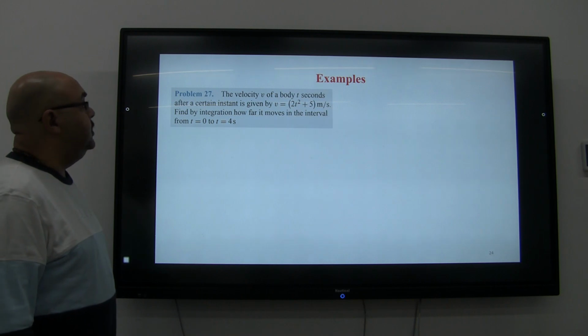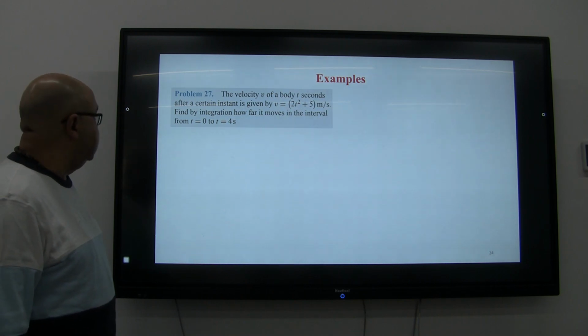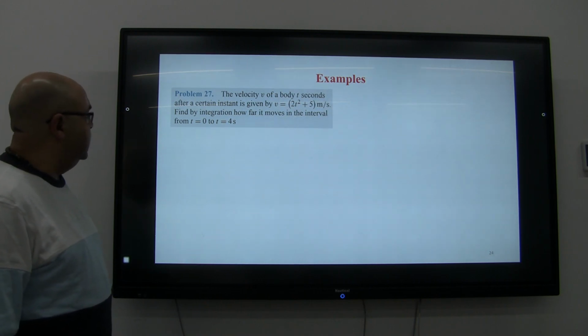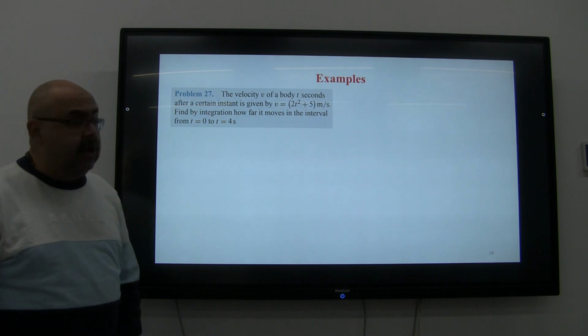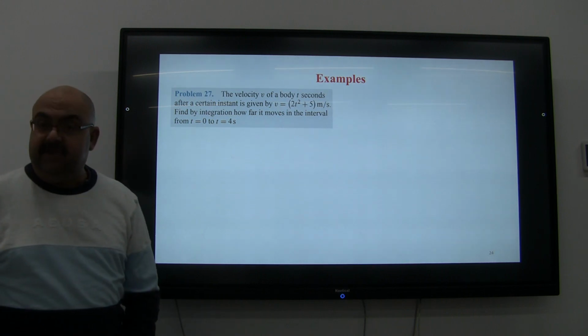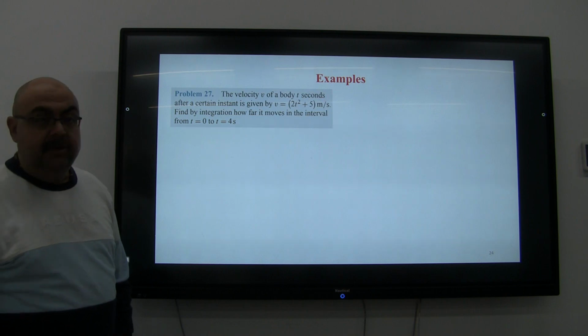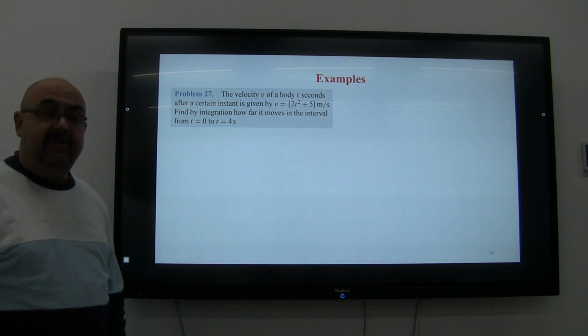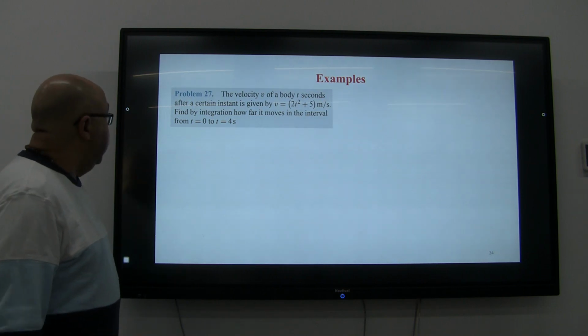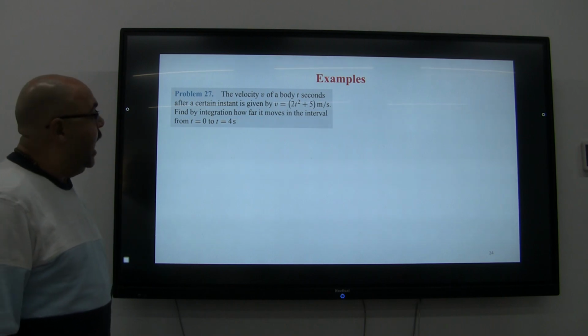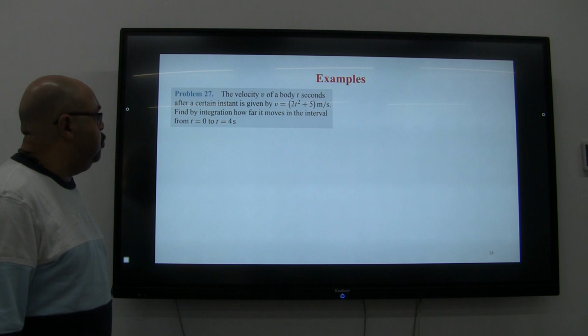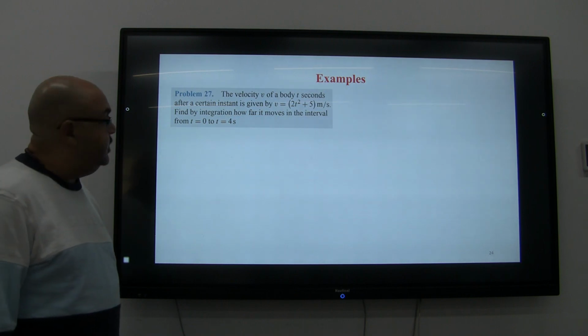Here it says the velocity v of a body t seconds after a certain instant is given by v equals 2t squared plus 5 meters per second. So actually the velocity is a function in time. Find by integration how far it moves in the interval from t equal to 0 till t equal to 4.